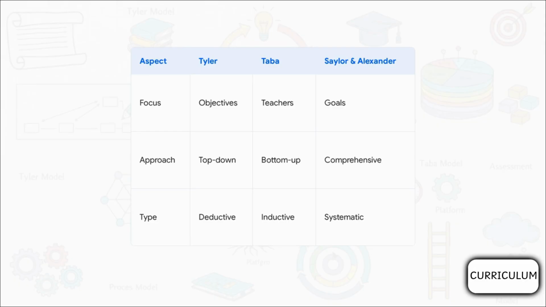If we look at the approach, Tyler is top-down, Taba is bottom-up, and Saylor and Alexander are comprehensive. Look at the type. Tyler is deductive, going from broad down to specific. Taba is inductive, going from specific classroom needs up to a broad curriculum. And Saylor and Alexander give us a highly systematic, domain-based structure. Truly, understanding these distinct differences is the absolute key to mastering curriculum development.